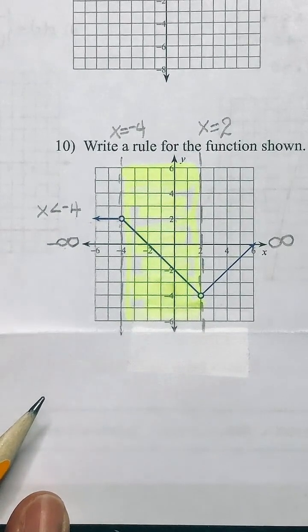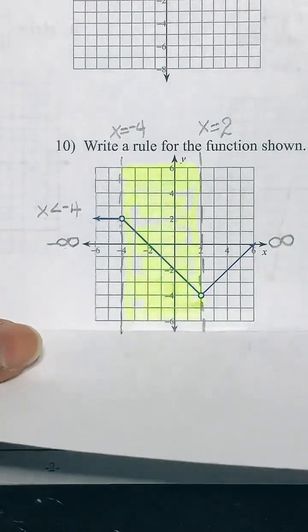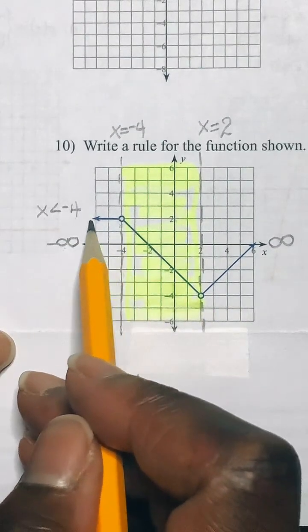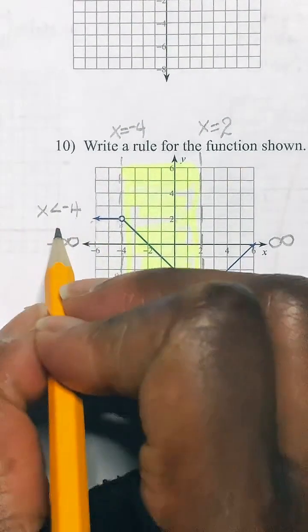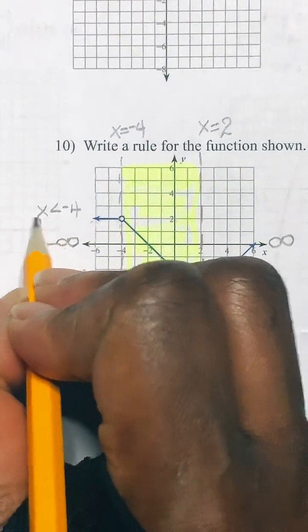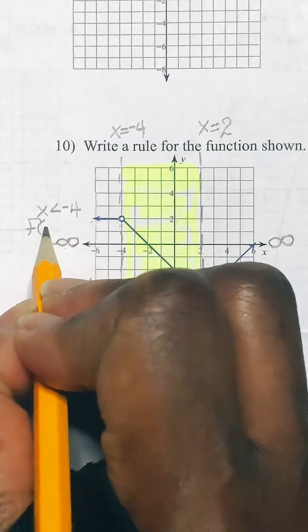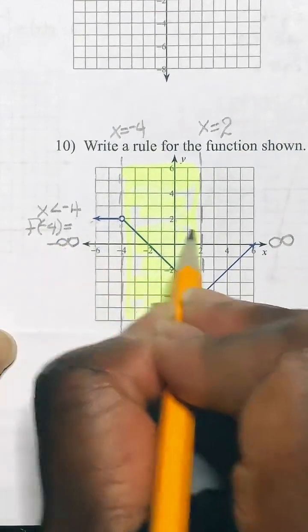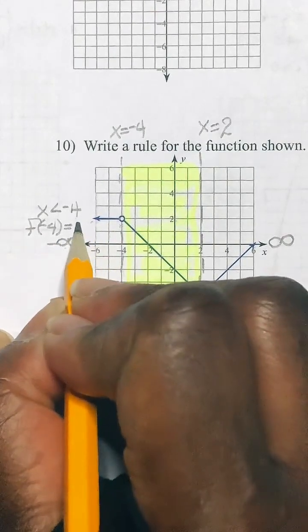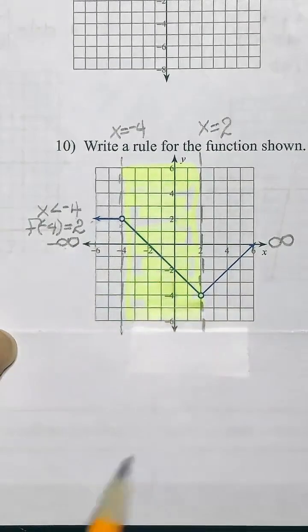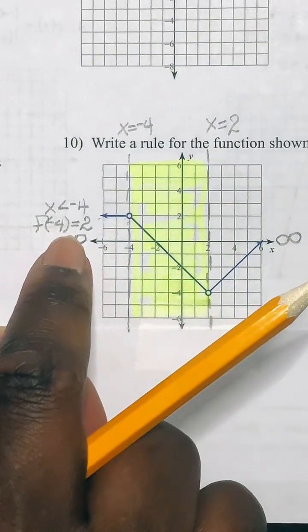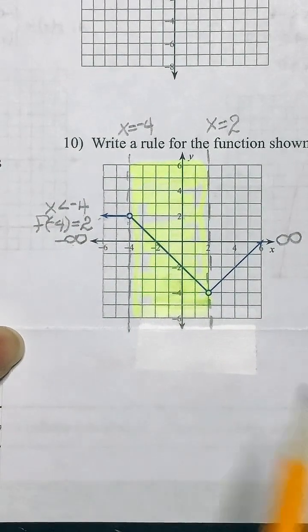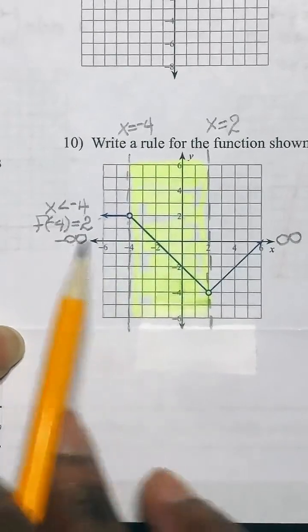Okay, so now, what is my y value? I'm just going to put it right here, that my f of -4 is equal to my y value, which is 2. We're going to do something with that as we put it all together. Now, that's one inequality.